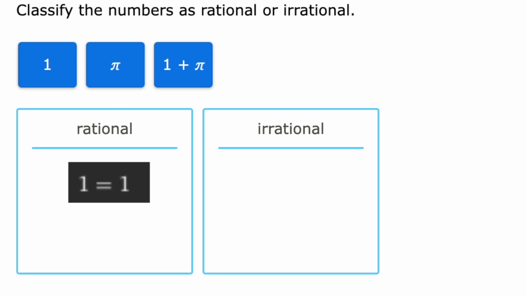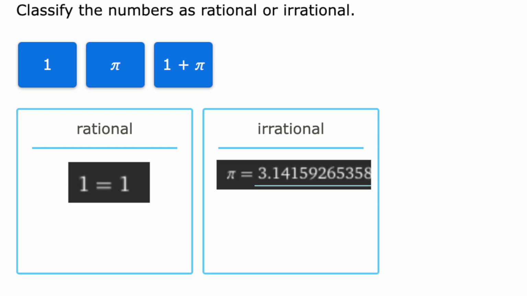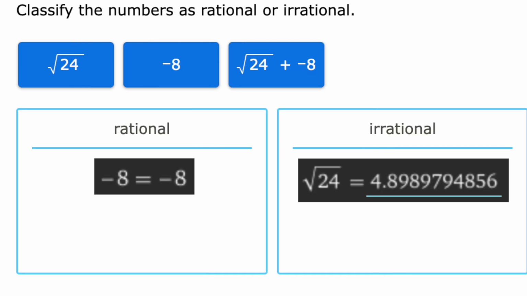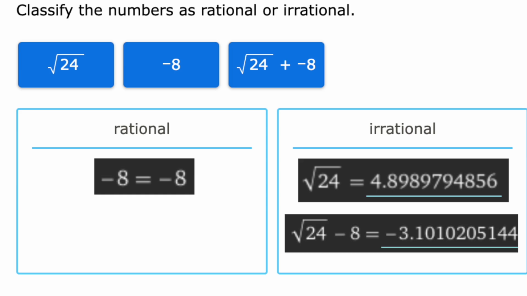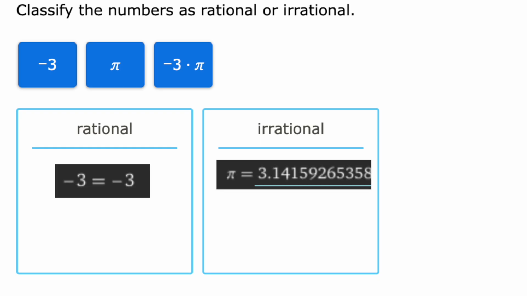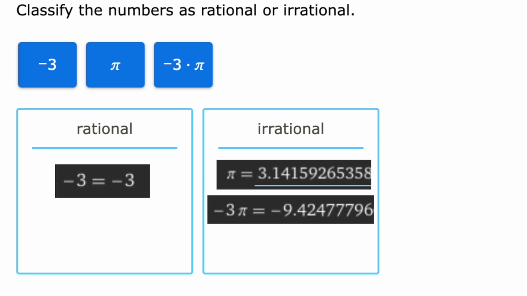Next, 1 is a rational number and pi is an irrational number, so 1 plus pi also has to be irrational. Next, 24 doesn't have a perfect square root, so radical 24 is irrational, and it remains irrational even if you add a rational number like -8 to it. Next we have -3, which is rational, and pi, which is irrational. So even if you multiply by -3, it still will remain irrational.